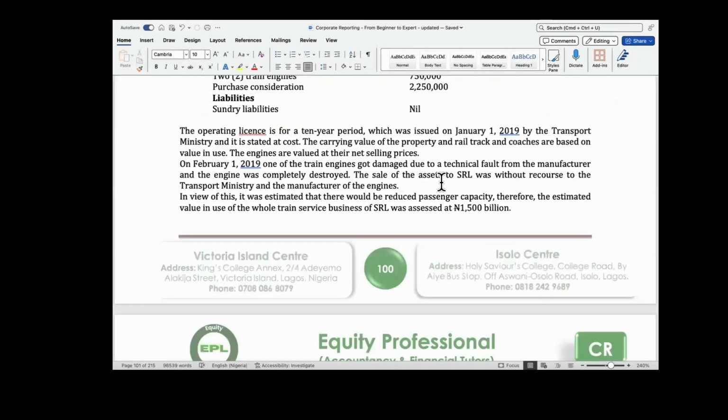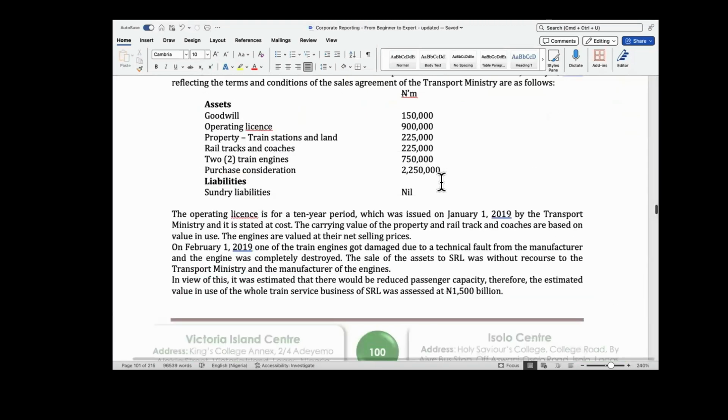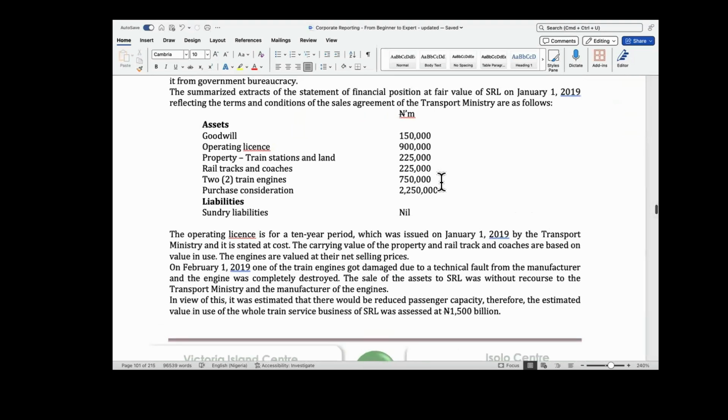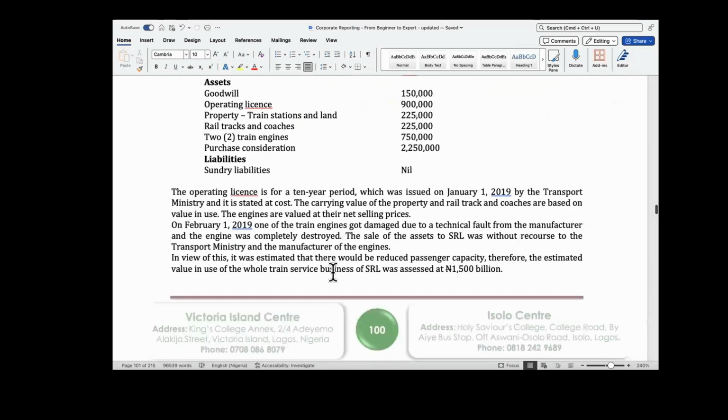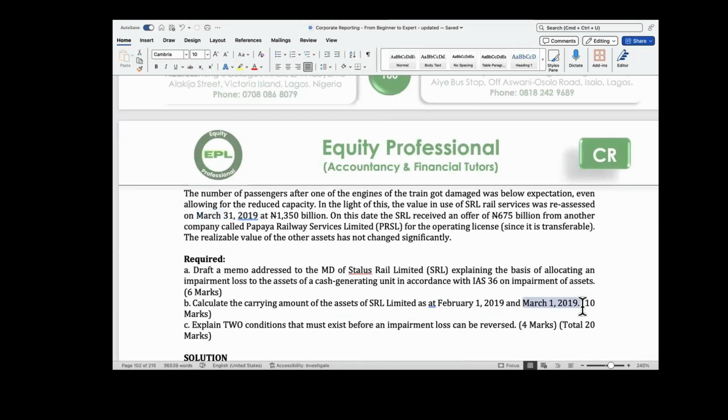But students that understand what a CGU means, CGU is a business. When we have a business, it's a CGU. And when a question is already giving you value in use of an entire business, that means they want you to impair. When they are giving value in use of the entire business on 2 occasions, they gave us in February, they also gave us in March. And if you look at the question, they want you to calculate carrying amount in February and in March, which is on the 2 occasions they gave us those recoverable amounts. So let's quickly do it.